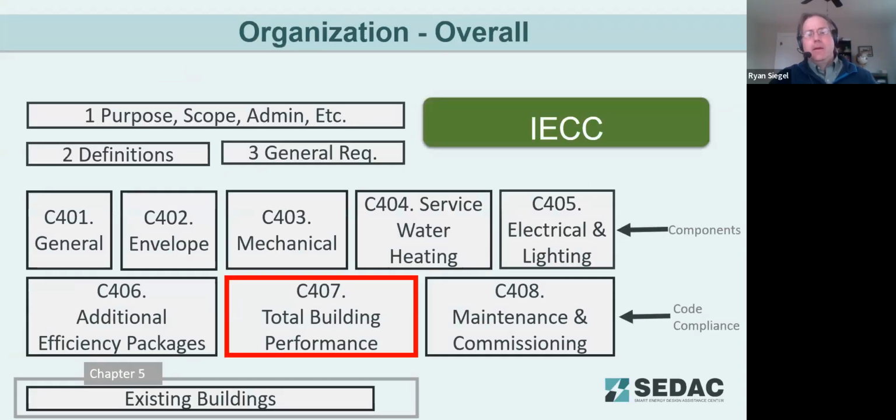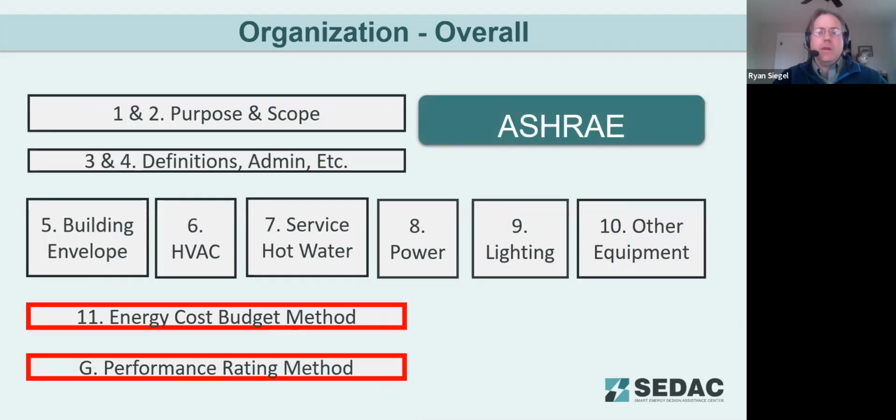So, a little bit as far as how these are organized in the structure of the code. The IECC has a section for total building performance, section C407, and then that will refer back to a few provisions that are mandatory back in earlier sections of the envelope, mechanical, service water heating, and electrical.